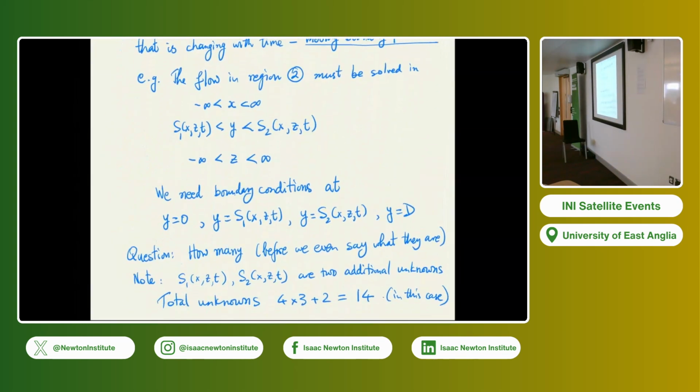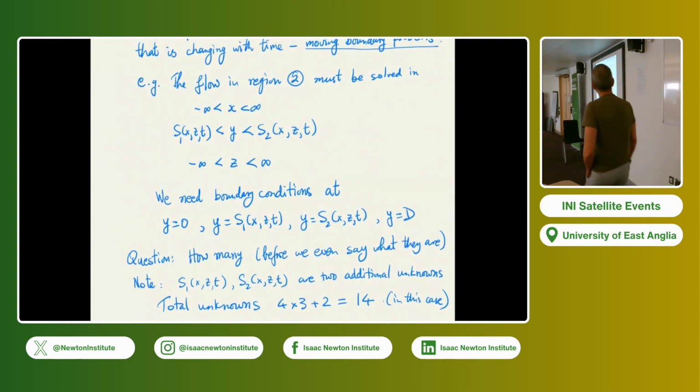Then what's involved? Then I need to think about boundary conditions, and in addition, I need to solve these flows in different domains which are moving in time. And then I need to also determine these functions, S1 and S2. So how many unknowns? Well, we said we have 12 from the 3 regions, right? The 3 velocity components, pressure times 3, plus 2 interfaces. So it's 14 altogether. Those are the unknowns.